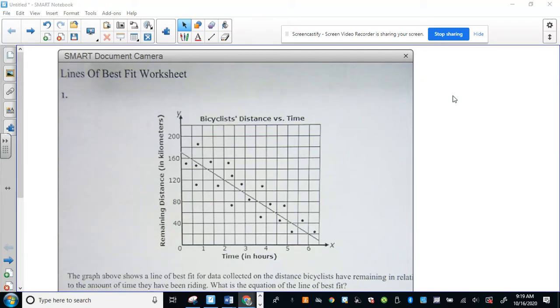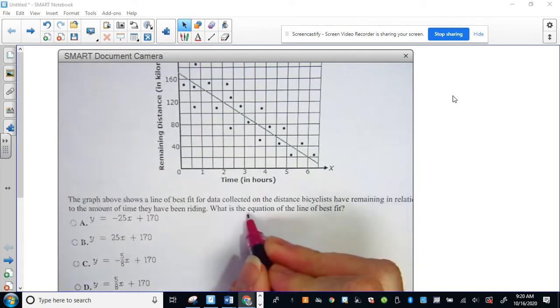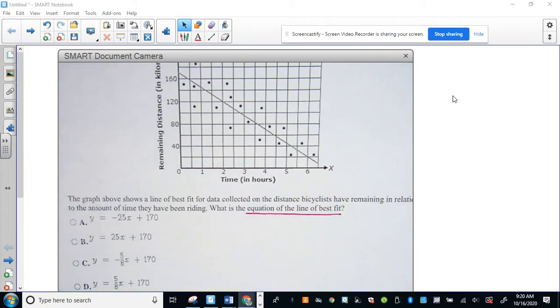The worksheet that you were given for line of best fit, I want to go over it very carefully with you, and you can check your answers as I go through. Number one, you have the time in hours and the remaining distance, and this is a bicyclist distance and time. So obviously, as time increases, your remaining distance is decreasing because you're traveling to a specific point. And they want to know in the question, what is an equation of the line of best fit?